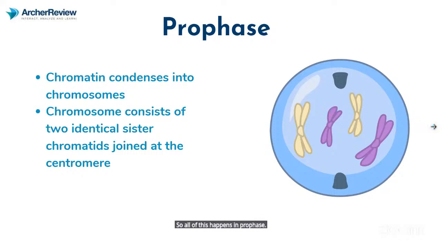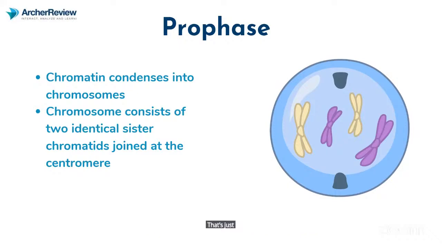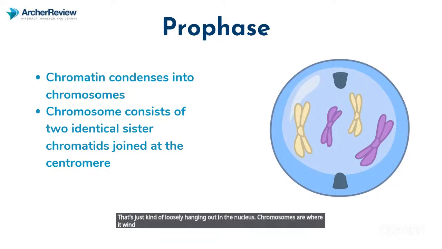Someone's asking the difference between chromatin and chromosome. Chromatin is a very relaxed form of DNA that's just kind of loosely hanging out in the nucleus. Chromosomes are where it winds up really tightly into segmented pairs.